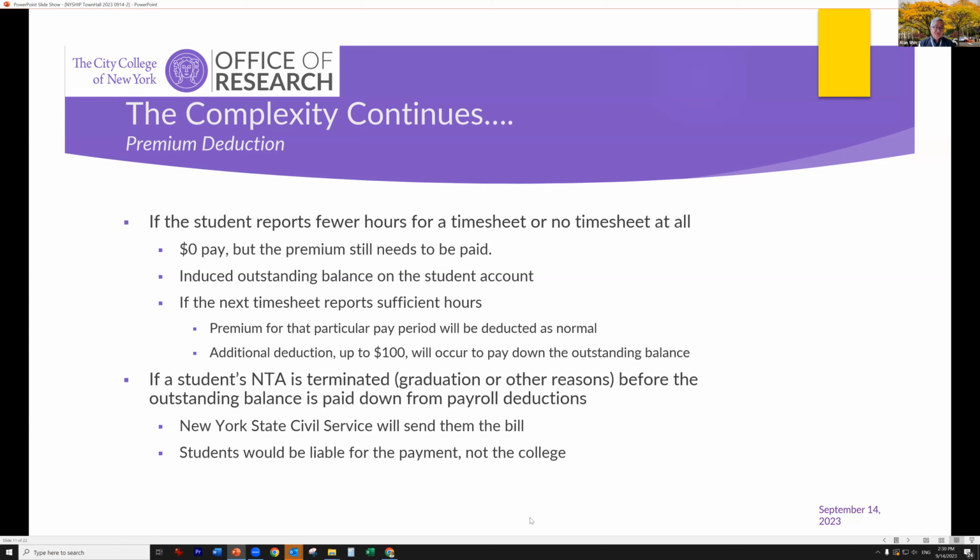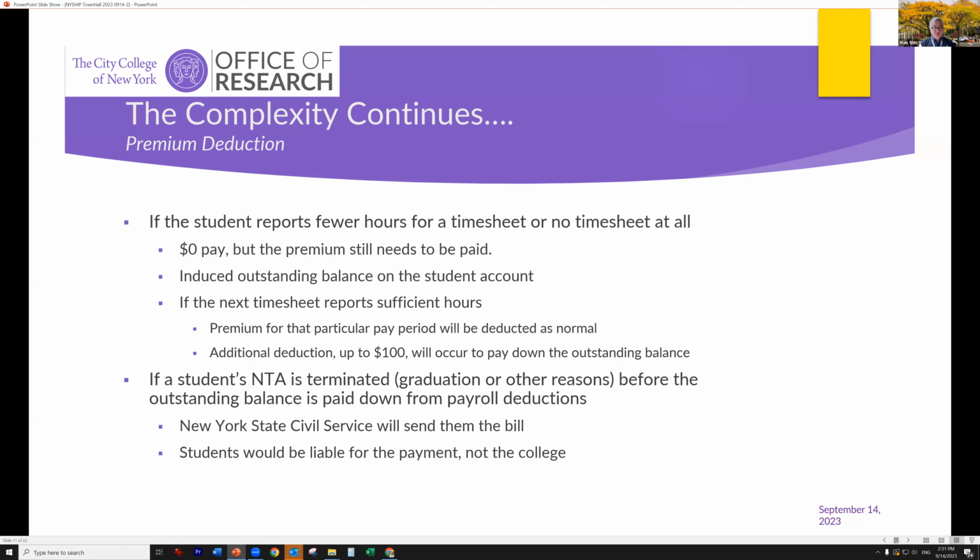Now, suppose that the student somehow did not submit the timesheet for the whole semester and then only submits at the very end. Now he or she will incur a large amount of outstanding balance in their account, and they graduate and are terminated. What happens to the outstanding balance? The New York State Civil Service will issue a bill to them. So when the students see that bill, it is not a college liability. It is not the faculty's liability.